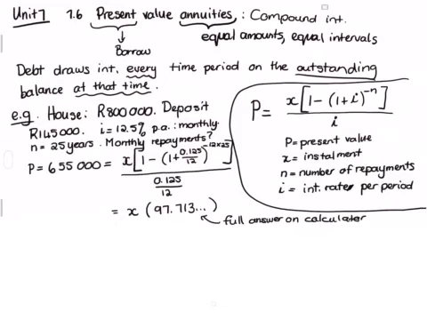So what would I do to get X alone? I would, on my calculator, take 655,000 divide by answer. And I would get this, which I would round to 2 decimals correctly. I would put in my currency, and this is how much I have to pay per month for 25 years in order to repay that borrowed amount for the house.